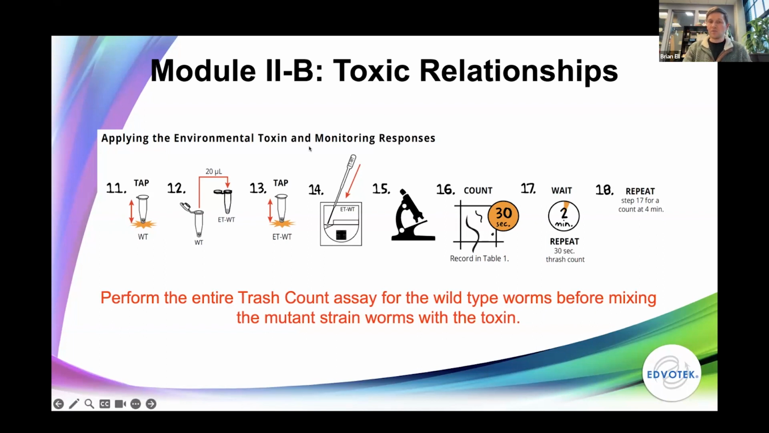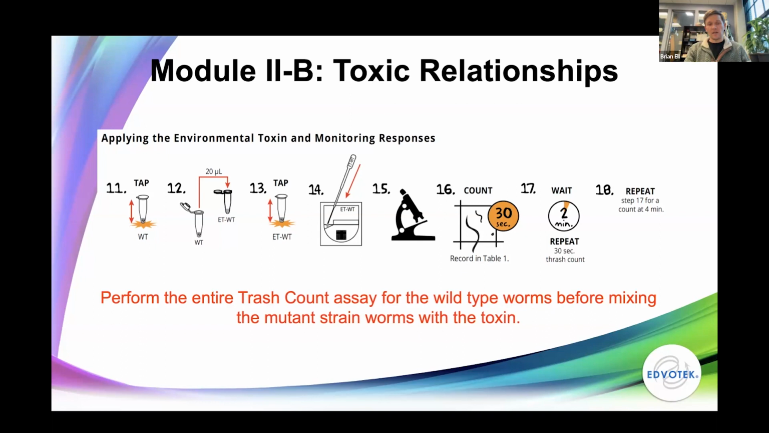Then the students are going to perform their thrash count. They are going to find a worm that is moving around actively, and they will spend 30 seconds counting how many times this worm thrashes up and down. A thrash is an up and down motion, and each time it does that full motion, we consider that to be one thrash. So we'll count for 30 seconds, and then we wait 2 minutes. Repeat that 30-second count, wait a final 2 minutes, and count one more time.